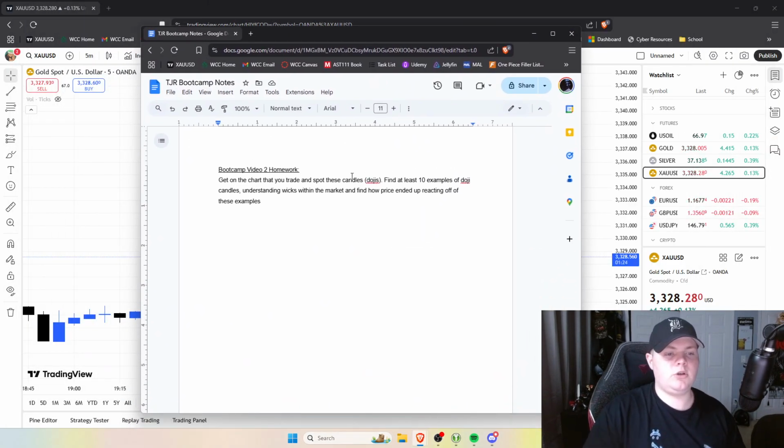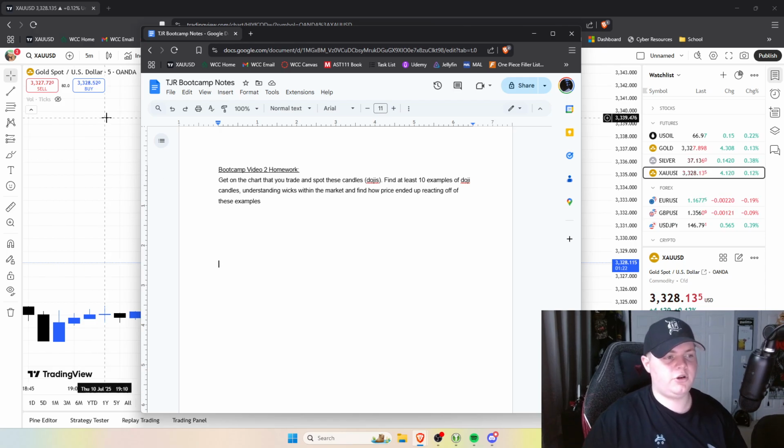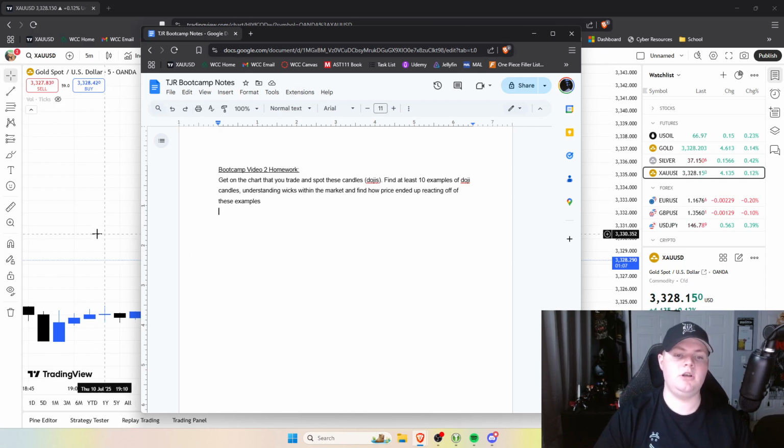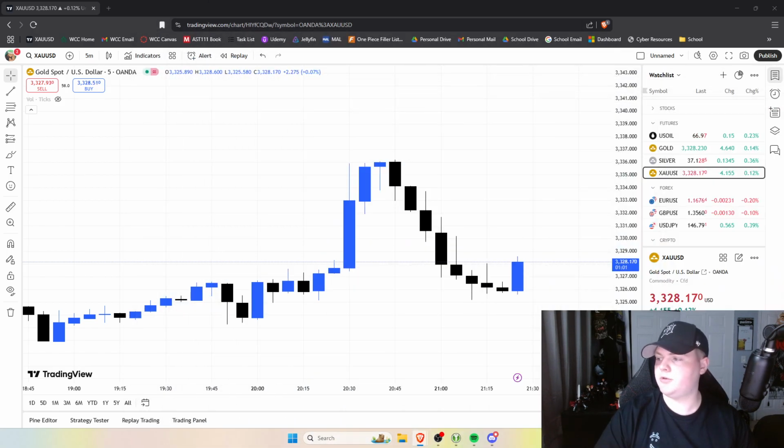But I have the homework right here. I wrote it down. So he said to get on the chart that you trade, which I'm going to be doing gold versus the US dollar, spot. At least we learned about candles, but specifically he's talking about the dojis, which are the small candles. Then he said find at least 10 examples of doji candles, understand the wicks, and then find how price ended up reacting off of these examples that I find. So that's the homework. I'm going to put it on my other monitor so I can look at it.